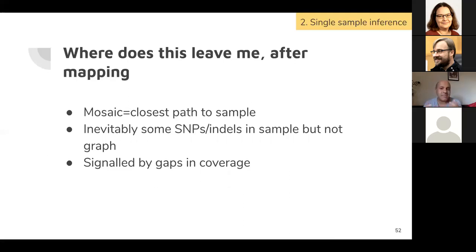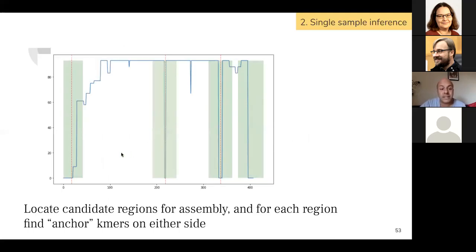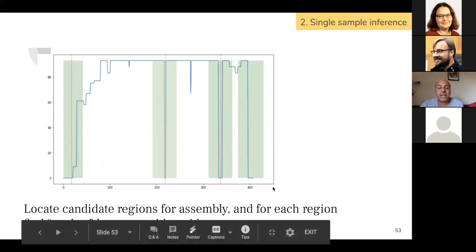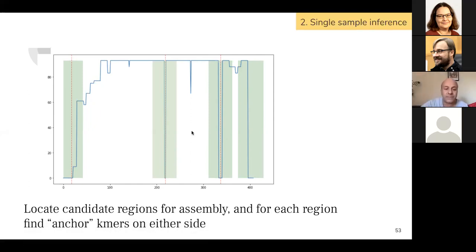Inevitably, there are going to be some SNPs and indels which are not in my graph. Okay, my graph is just built from some reference panel of genomes I started with, and it's not meant to be an archive of all known variation. So there will be gaps in coverage. So when you look at the mapping, this is an example of a mapping to a section of a gene. And inside these green areas, we've found regions where the blue line is the depth of coverage. There's a depth of coverage collapse. And actually, the red dotted lines show where there are actual SNPs, signaled by SNPs that are not in the graph.